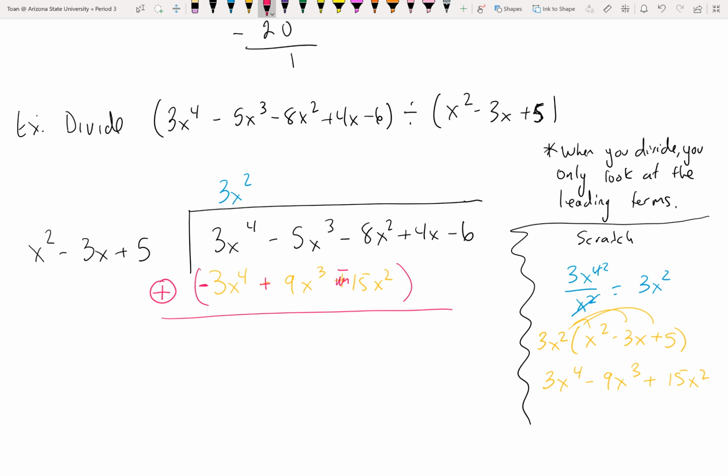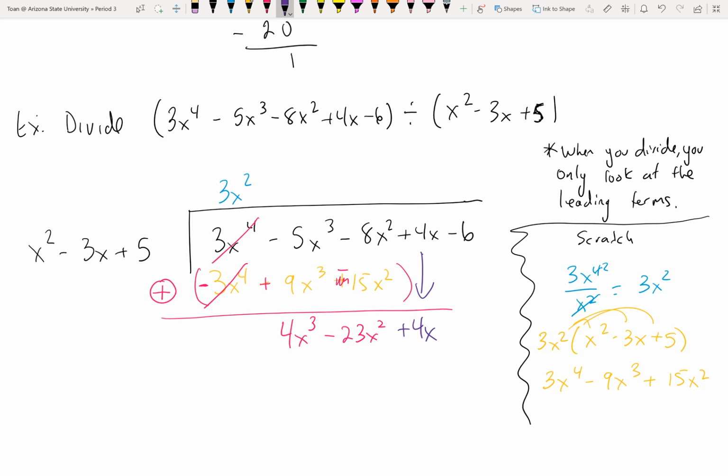So go ahead and subtract. These guys cancel. So -5 plus 9 is a +4. -8 plus a -15 is a -23. And notice how I'm saying that. I'm not saying -5x cubed plus 9x cubed because I lined them up. I don't have to worry about the variables. I just worry about the coefficients. And then, of course, the last step is to bring down.